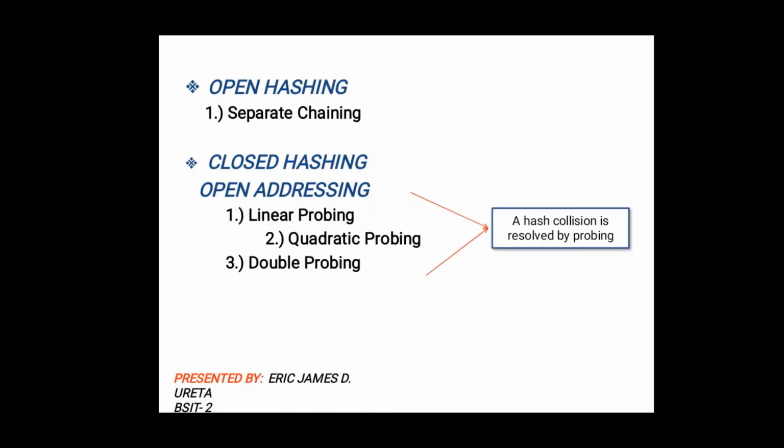When a collision occurs, simply put, separate chaining means we just make another box on the side when the collision occurs. After this, I'm going to demonstrate how separate chaining works. Second is the closed hashing or open addressing, which includes linear, quadratic, and double probing. Later I will also demonstrate linear, quadratic, and double probing.